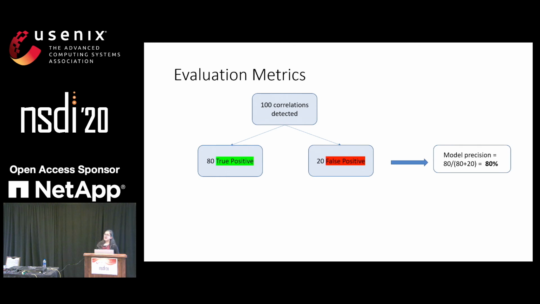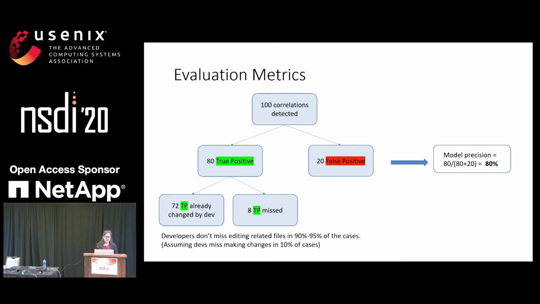This is a pretty high number, but the challenge comes when we want to deploy it to the developers. In general, developers are smart and they're not going to forget all of these correlations that Rex has detected. So out of these 80 true positives, they would still remember 72 true positives, and they would still make changes in them. They would at max forget maybe 8 true positives.